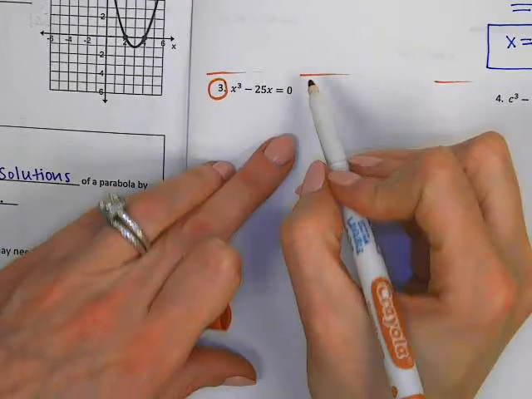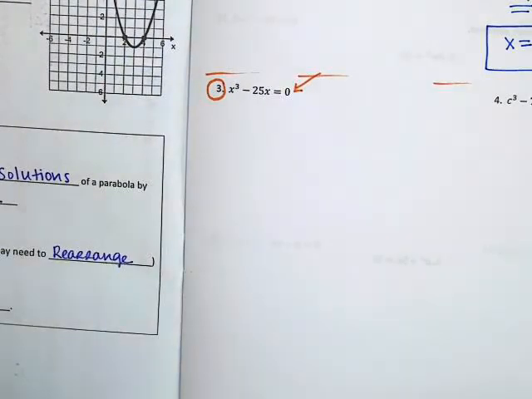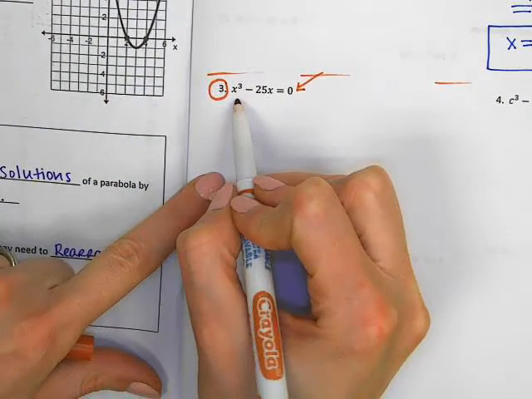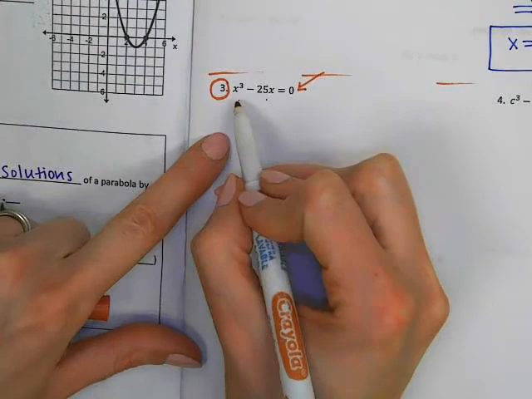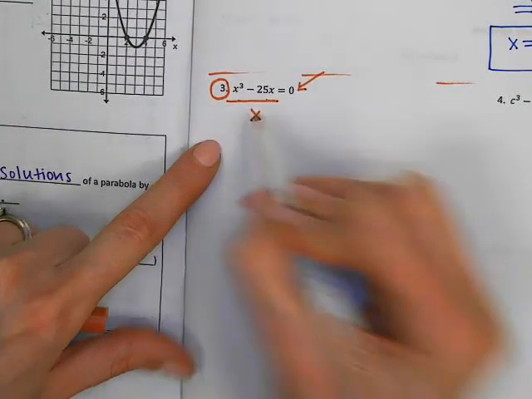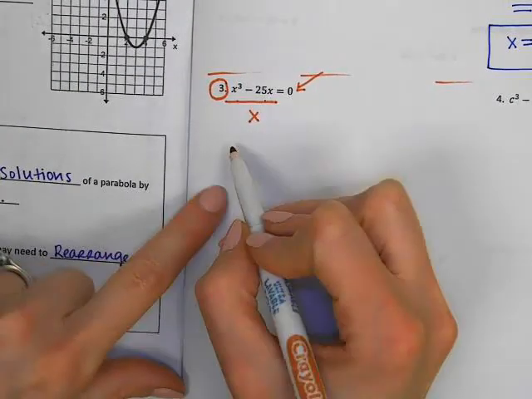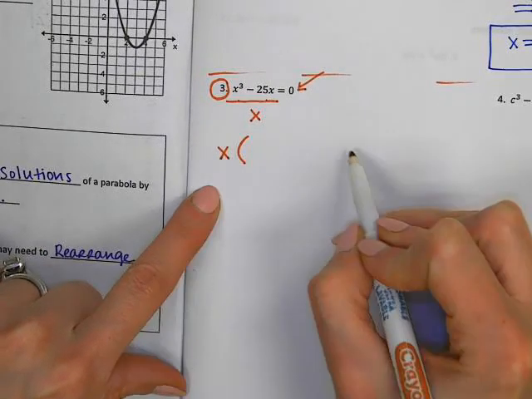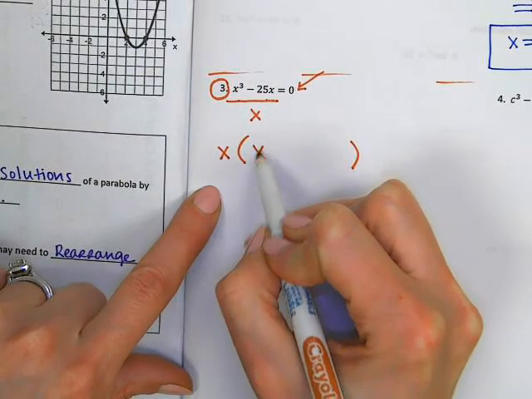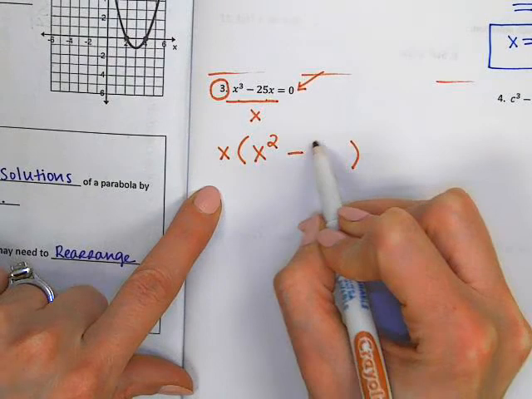Okay, it's equal to 0, so we're good to go. GCF, what can you guys divide both of these by? And they both have an x. So let's divide out an x. If you divide out an x, you're left with x squared minus 25.